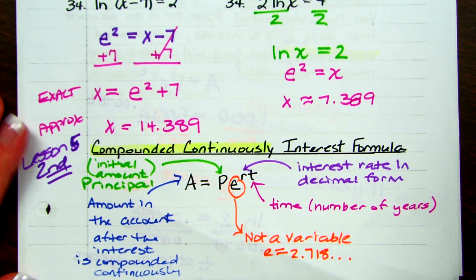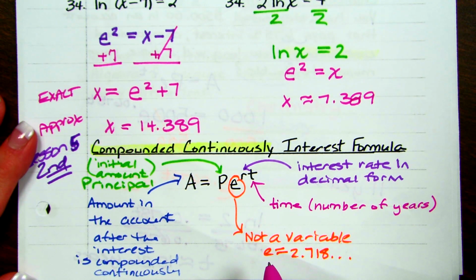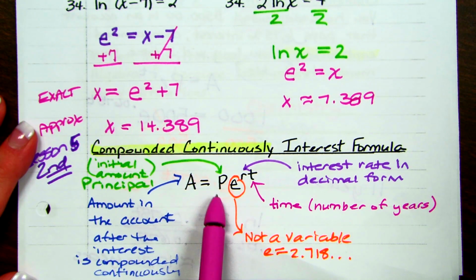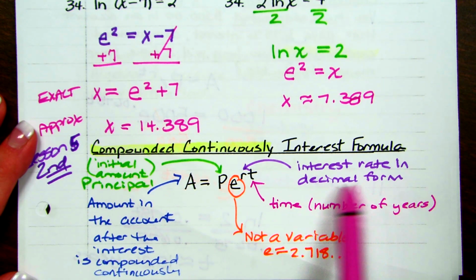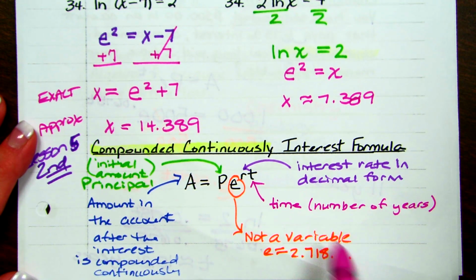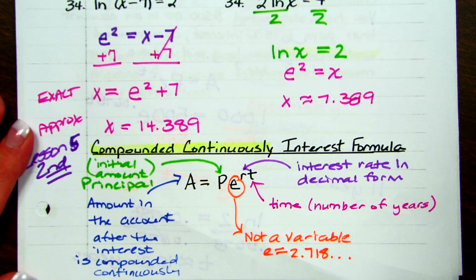So there is what everything stands for. A is the amount in the account after it's compounded so many years continuously, and that's big, continuously. P is your initial amount. That's your principal. That's what you're putting in. Your interest rate, of course, is r. It has to be in decimal form. t is the number of years. e is not a variable. Remember, e is that value, 2.718, just like pi is 3.14.